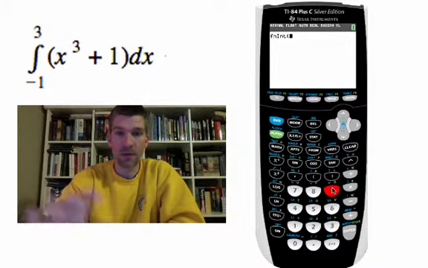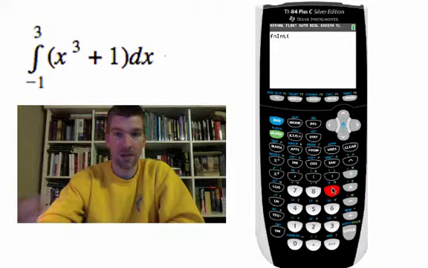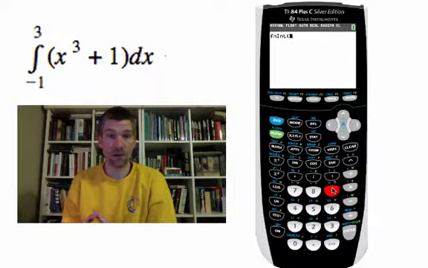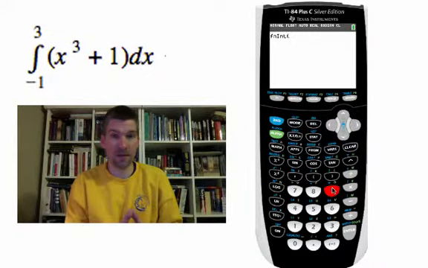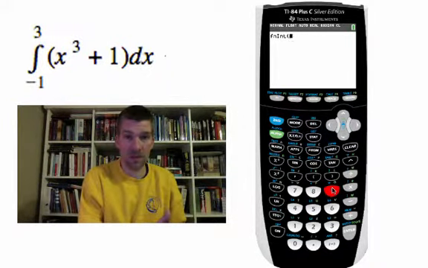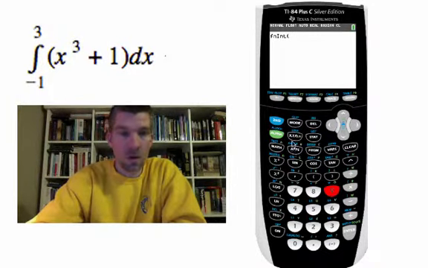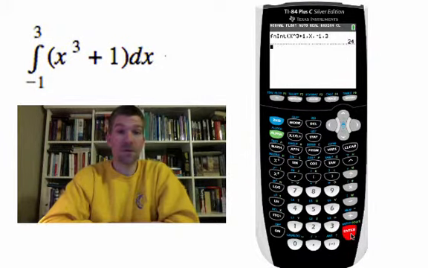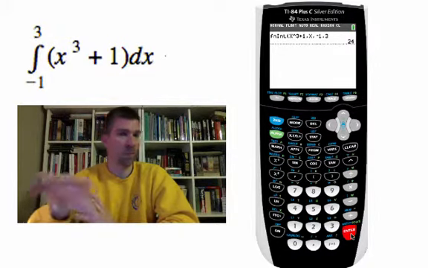So here's the rule. Anytime you're on an 84 and it comes up with this: function, comma, variable, comma, lower limit, comma, upper limit, enter. That's what it's going to be. So what function are we working with? We're working with x cubed plus 1, so it would look like this, comma, the variable x, comma, from -1, comma, to 3, enter. And it's 24. So if you have an 83, this is how you're going to do it.